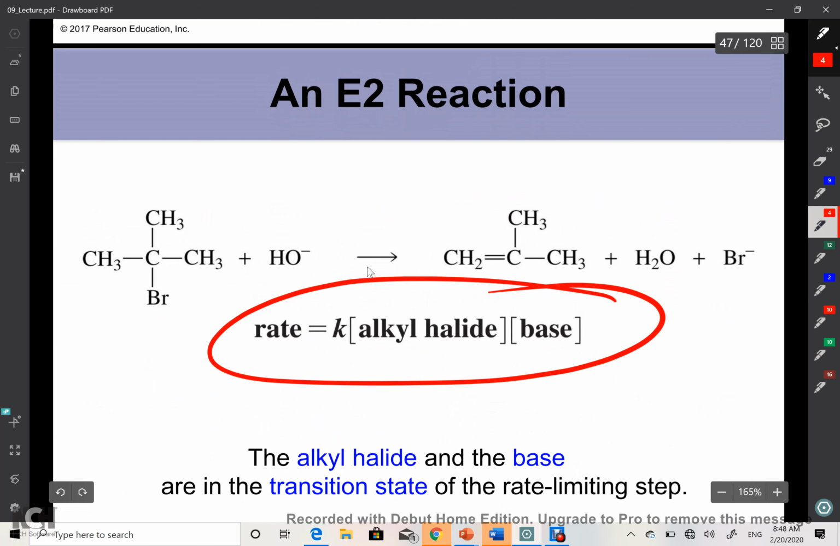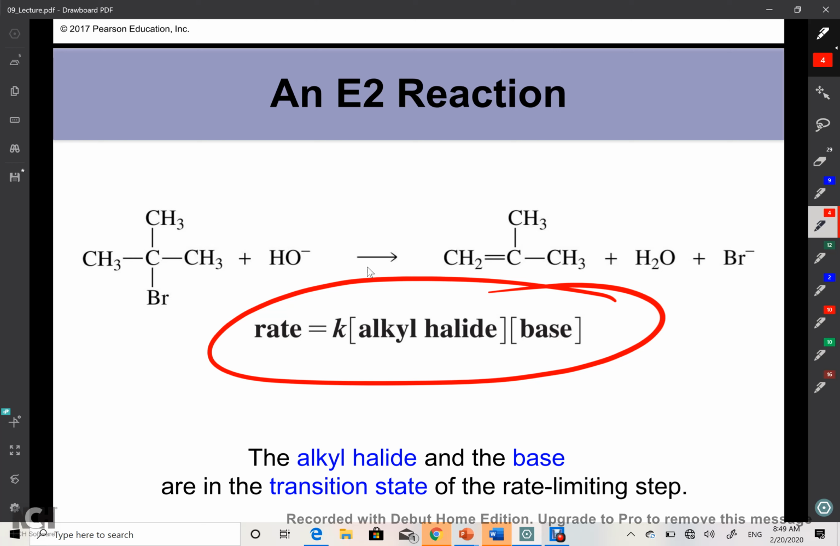It means that the rate laws are the same. You remember that for the SN2, we said the rate law depends on the alkyl halide and the nucleophile. For E2, because the guy doesn't want to use the name nucleophile, he decided to call himself a base. So they will say the rate depends on the alkyl halide and the base. Does that make sense? They are twins, but they don't like each other. So instead of calling himself nucleophile, the guy said, no, I'd rather call myself a base.